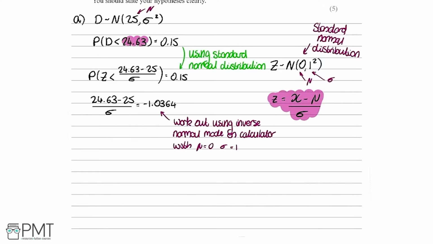1.0364. This is great now we've got to this point, because essentially we've got an equation with one unknown, which is sigma. So we can just solve for this and work out what it is. I'm going to multiply both sides by sigma and divide both sides by this number here. We're going to get 0.357. Therefore, we've now got enough information to write out the full distribution. We say D is normally distributed with a mean of 25 and a standard deviation of 0.357 that we just worked out.